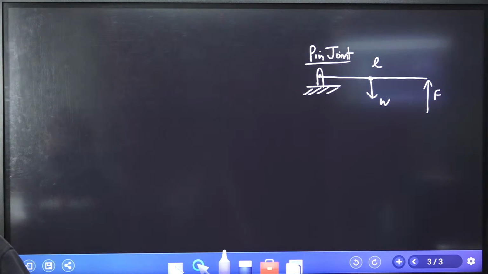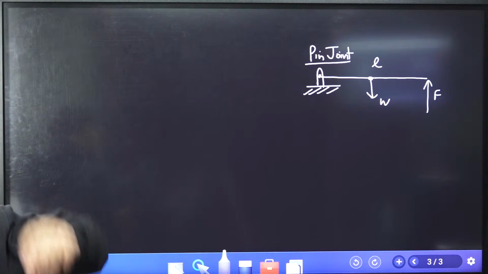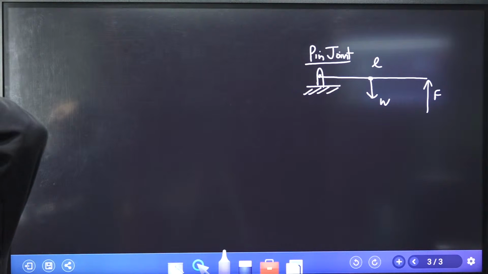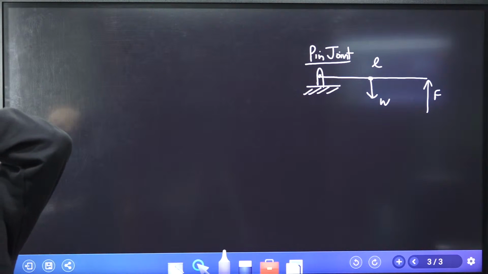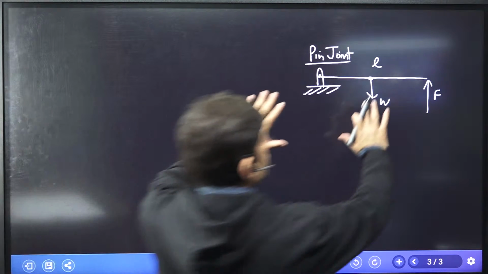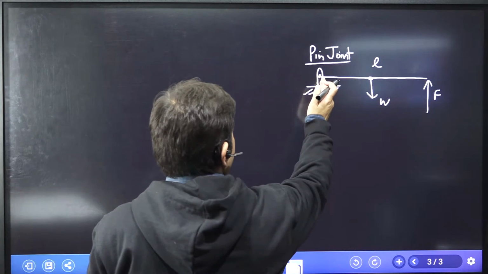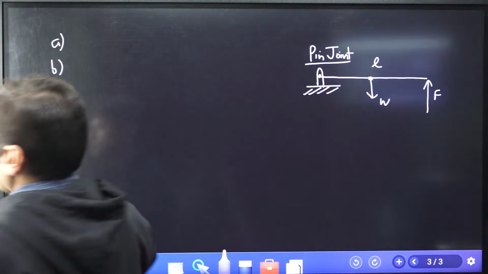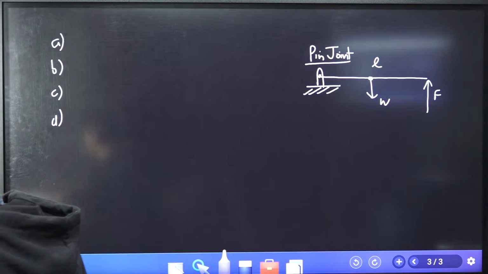Now it is supported horizontally by some external force as shown. Now this force is suddenly removed. At the instant of force removal, what will be the vertical reaction developed at the support? The moment this force is removed, what will be the reaction developed at this particular point? And he gives you a couple of answers here, in terms of W only.